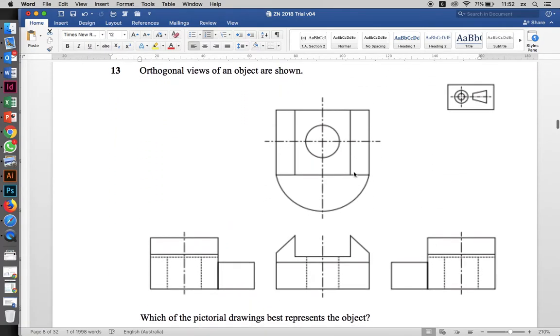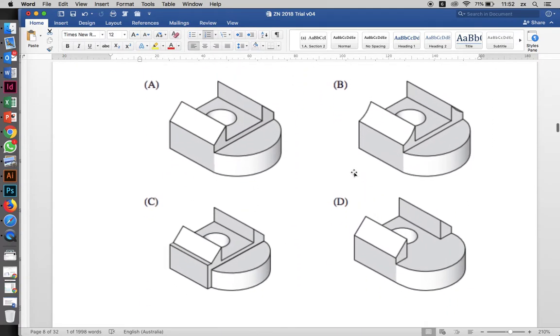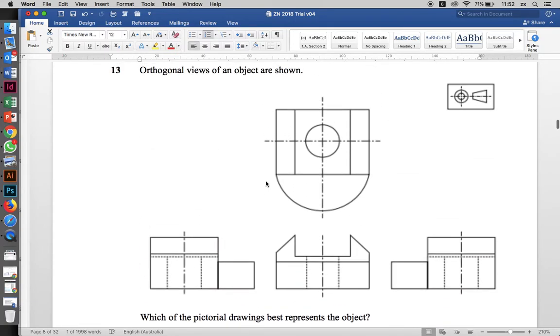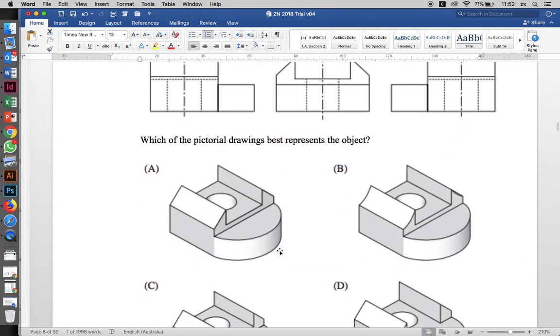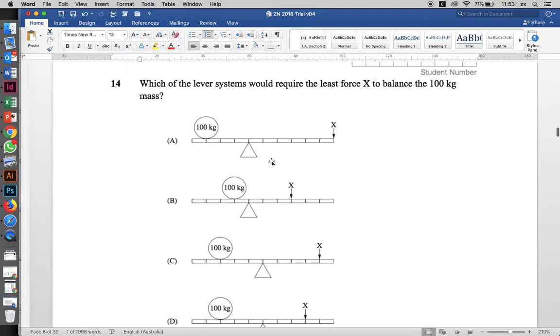Okay, the orthogonal views of an object are shown. When we look at these objects, three of them have this little lip. This one here has a groove along the side. Now, we don't have that little groove along the side, that doesn't exist. So it's either going to be A or B. B has a curve, whereas this one doesn't. So the answer is A. That was a pretty easy one.